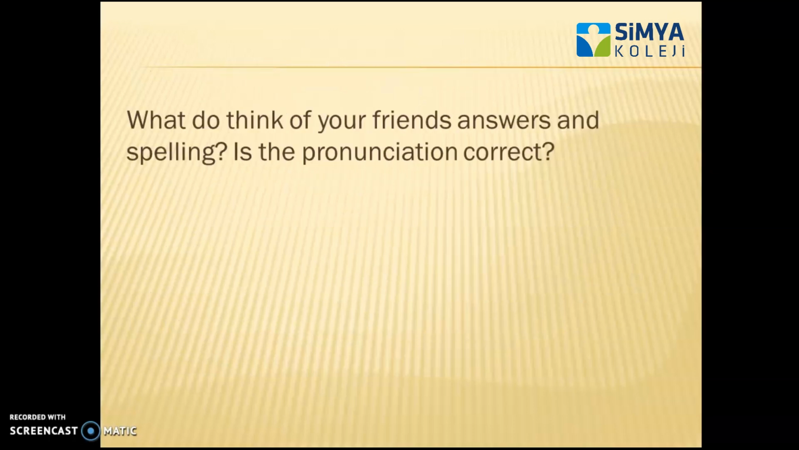Okay, now the next one says, what do you think of your friends' answers and spelling? Like, are your friends' answers and spelling correct? Another thing is, is the pronunciation correct? The pronunciation of the alphabet, the pronunciation of the words. Are they correct? Okay. So, my friends, this is what we're going to talk about for today.